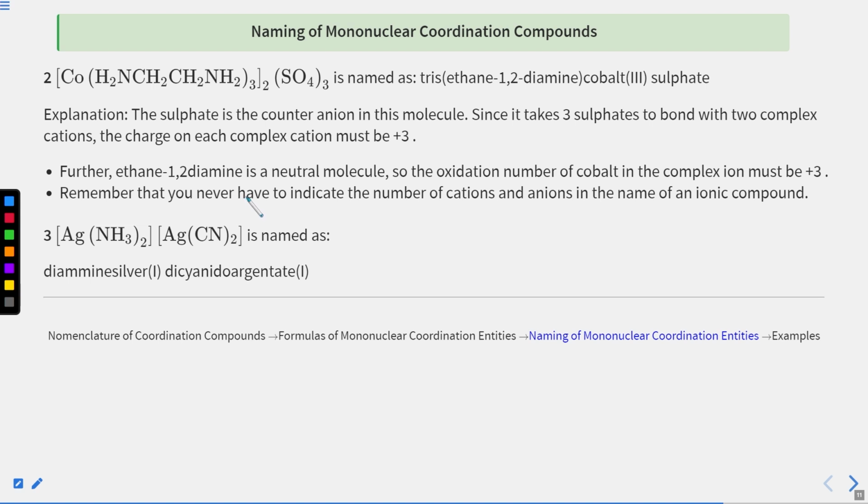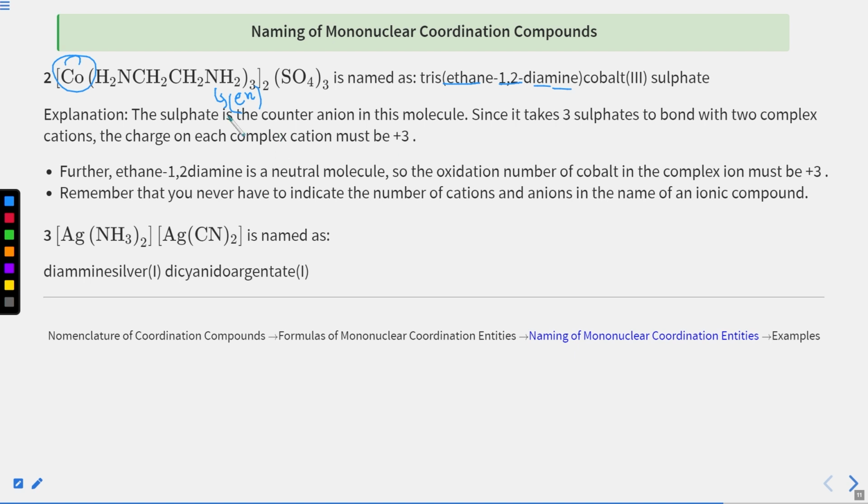Next is this example. We have cobalt ethylene diamine. Okay, we call it ethylene diamine, EN also. It can be abbreviated as EN, or we can write the IUPAC name, that is ethane 1,2-diamine. So we'll write both of these and we'll see how both are written.